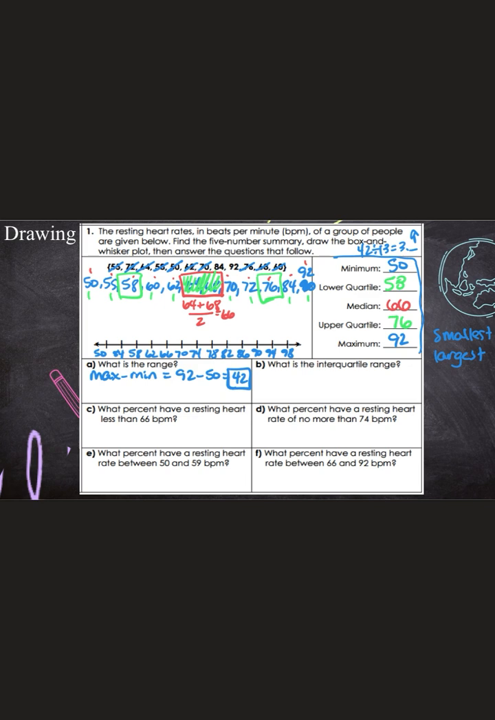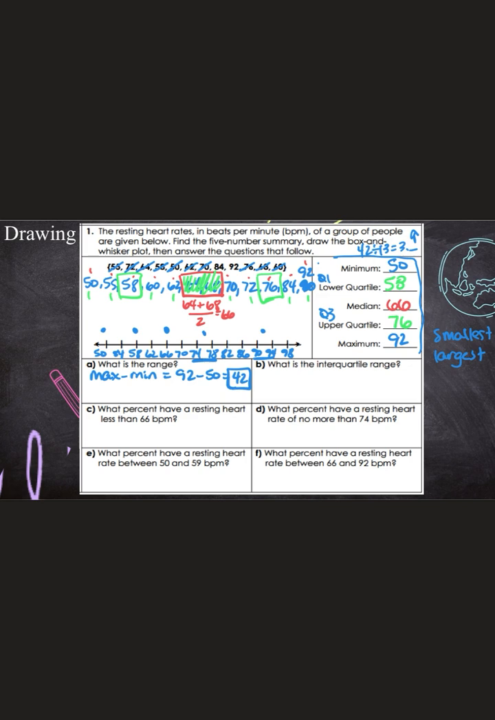And remember that the minimum is 50. Q1 is the lower quartile. The median is Q2, and the upper quartile is Q3. So I'm going to put a dot at 50, a dot at 58, a dot at 66, a dot at 76. There's not a 76 labeled, so I'm going to go halfway between 74 and 78. And then 92 is the same thing. It's going to be halfway between 90 and 94.